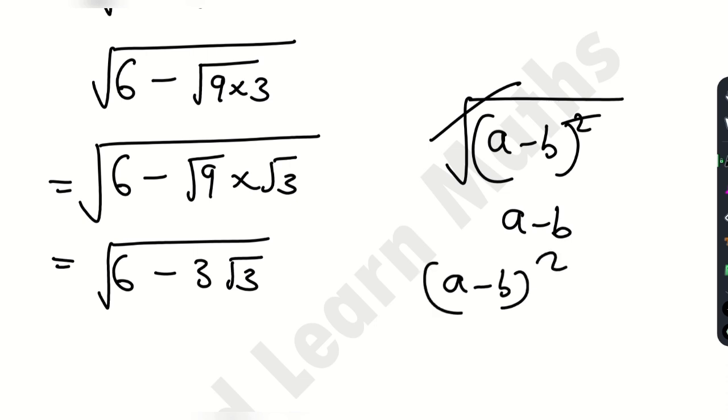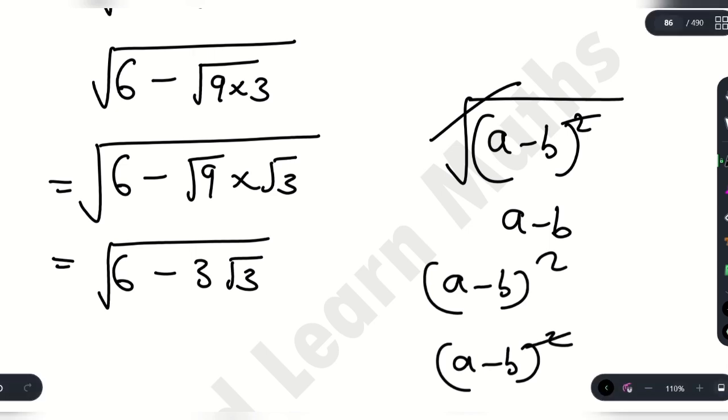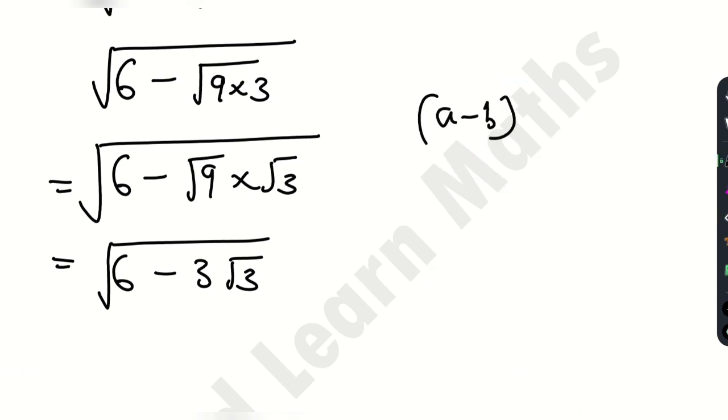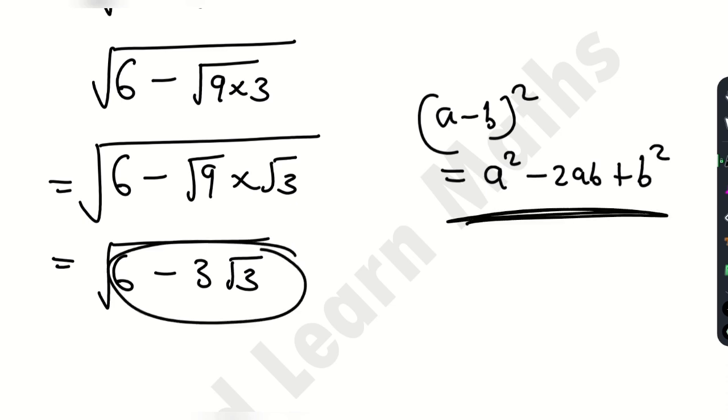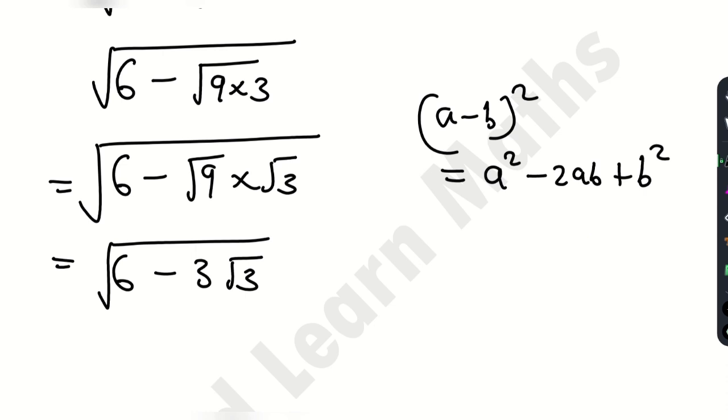So the question is, how can we manipulate 6 minus 3 root 3 such that we are going to have it expressed in this form, a minus b all squared, for us to be able to cancel the square and the square root? So let's do some manipulation, if you like. Now back again to a minus b all squared. If you expand this, what are you going to have? A squared minus 2ab plus what? B squared. So if you can express 6 minus 3 root 3 in this form, then I will just return it back to this. Then the square will cancel the square root.